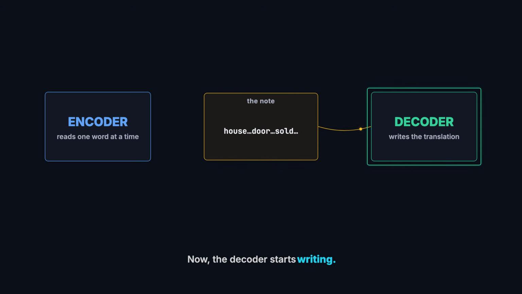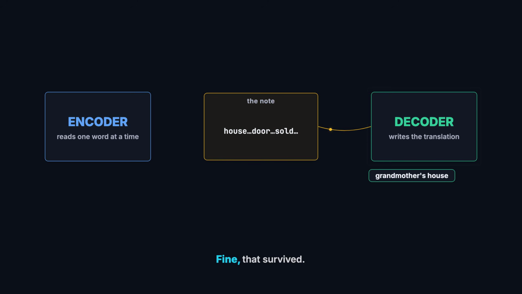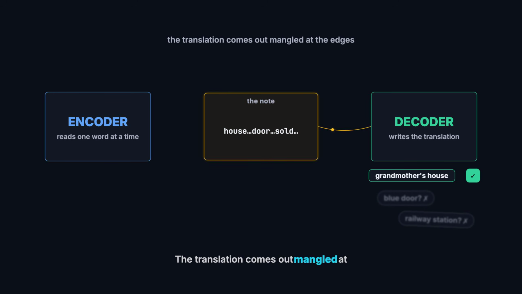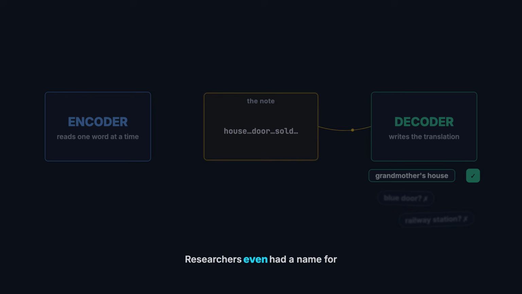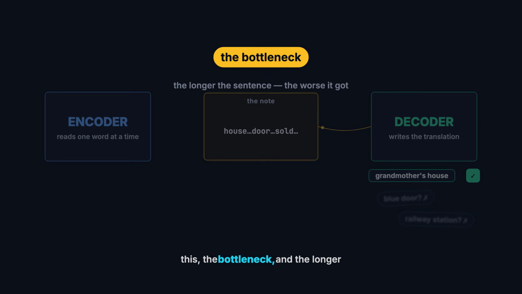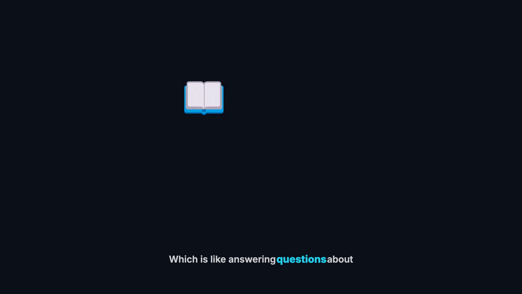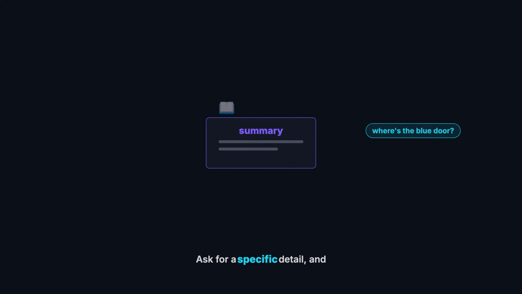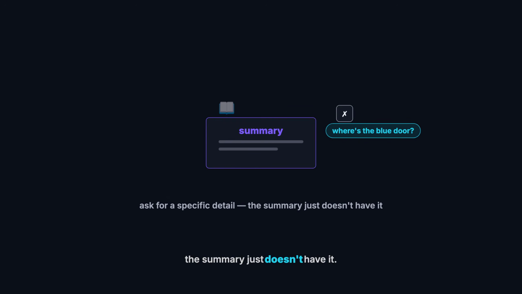Now the decoder starts writing. Grandmother's house. Fine, that survived. But the blue door, the railway station, those details got crammed into the same tiny note as everything else. They blur. The translation comes out mangled at the edges. Researchers even had a name for this, the bottleneck. And the longer the sentence, the worse it got. Which is like answering questions about an entire book using only its summary. Ask for a specific detail, and the summary just doesn't have it.